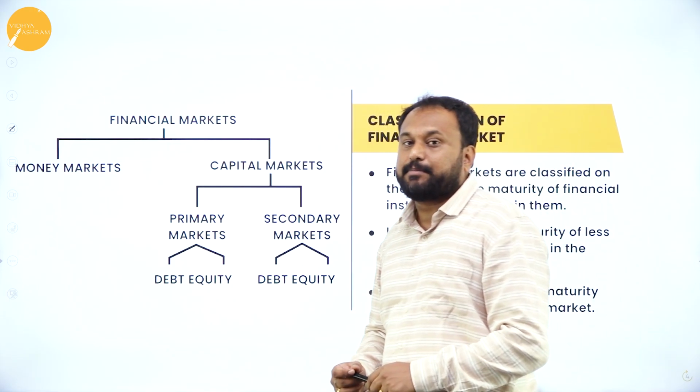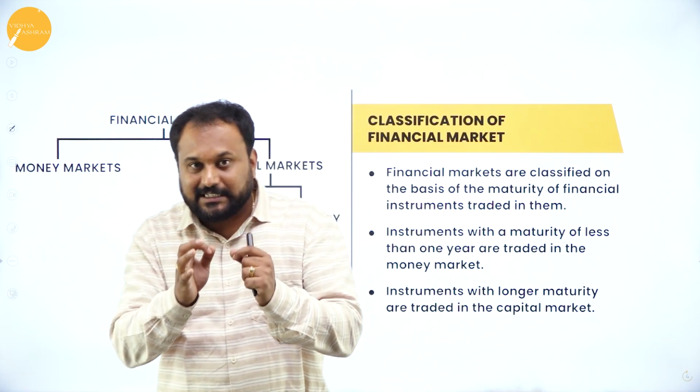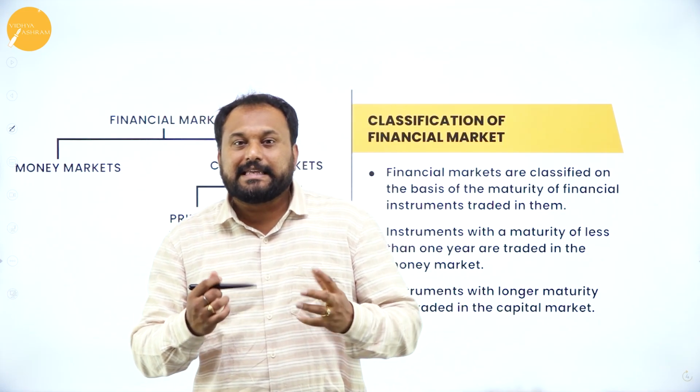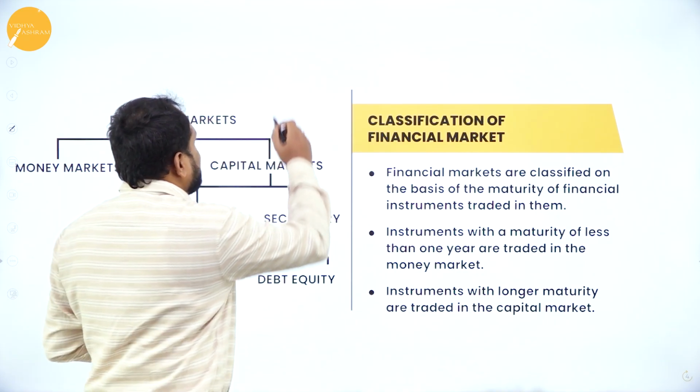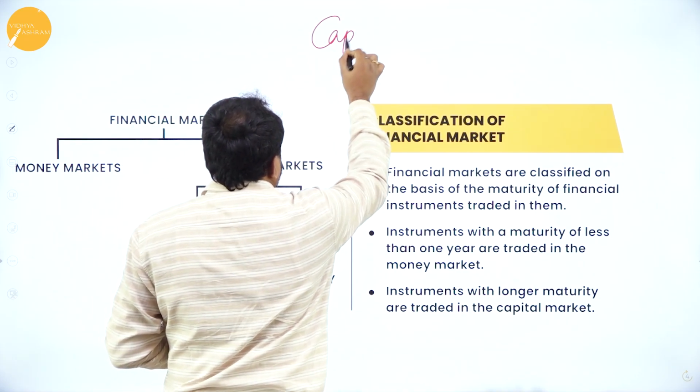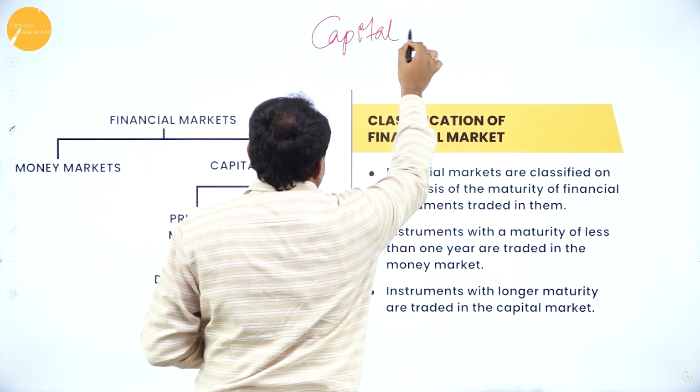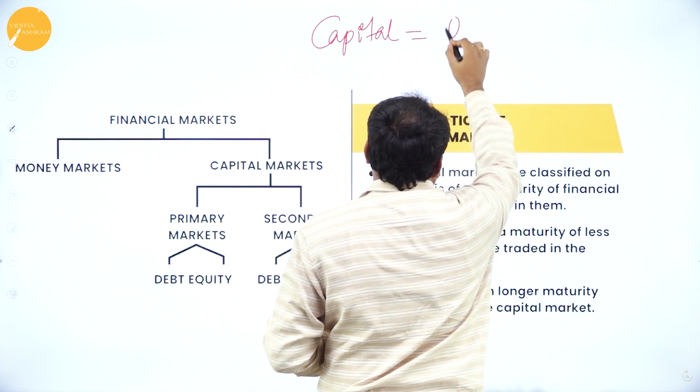I told you in the 9th chapter, the financial concept, that we have something called capital, isn't it? So capital is what? The capital in the sense, I'll just write it here. Capital is equal to owner's fund.